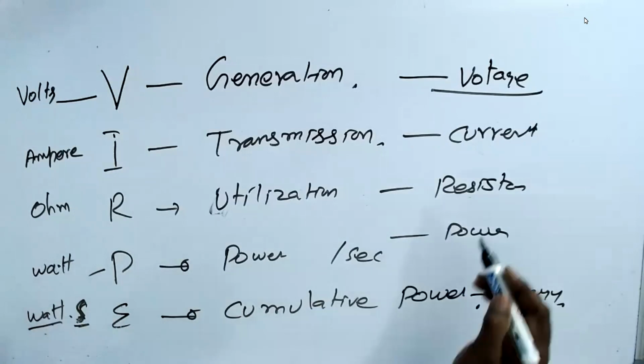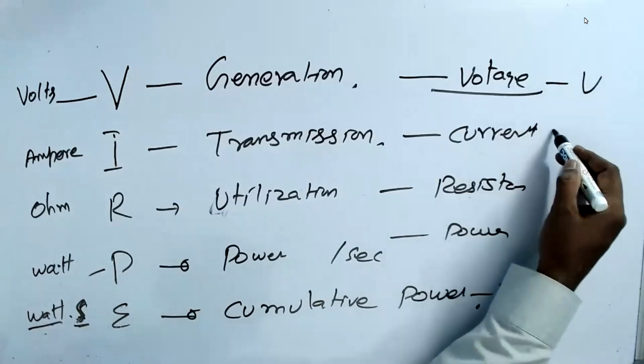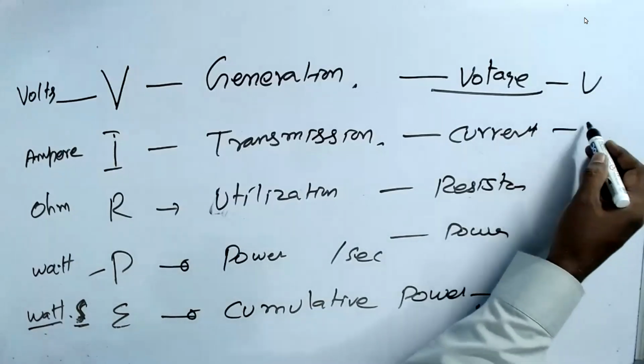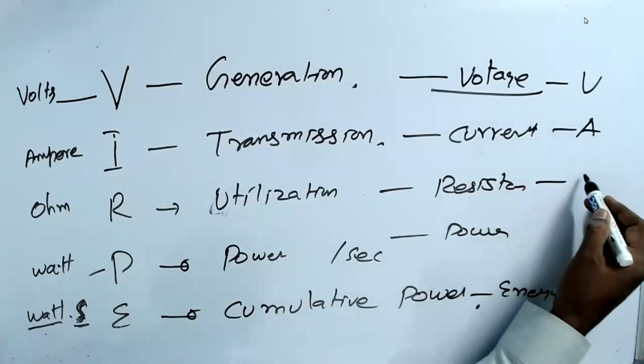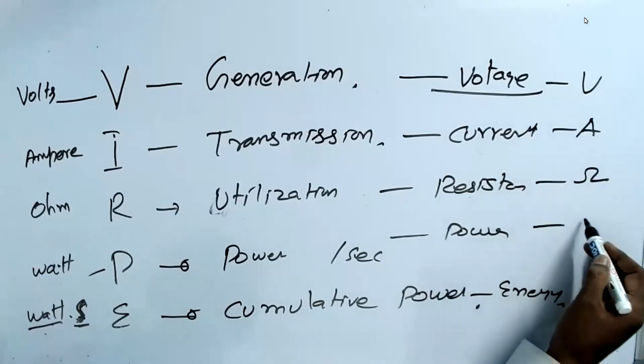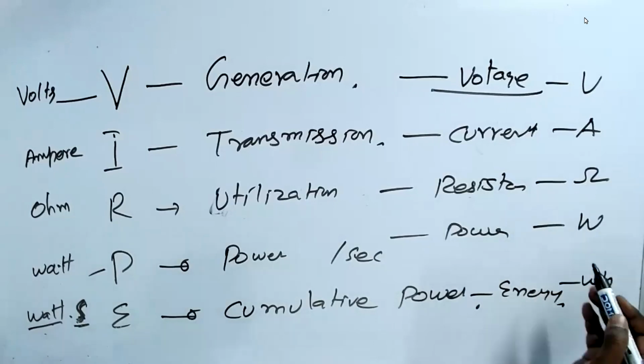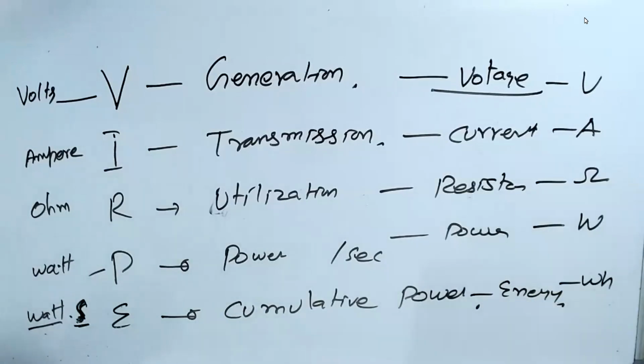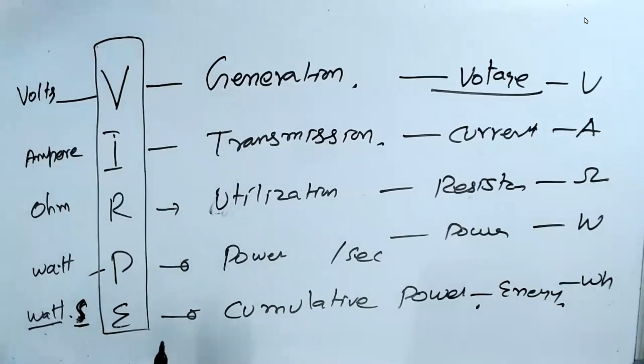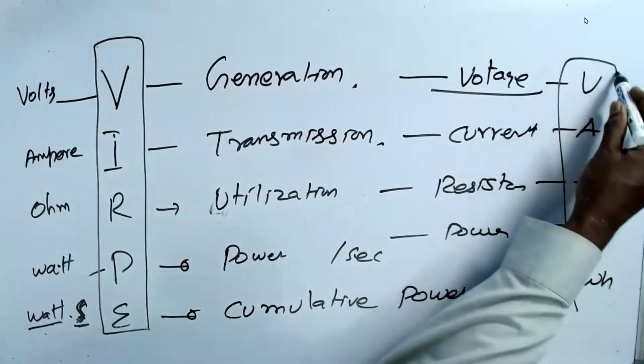So we have a symbol called V. Okay, we have a thing called A and ohm and W, Wh or whatever it is. Okay, so we mark it like this. VI is the units.